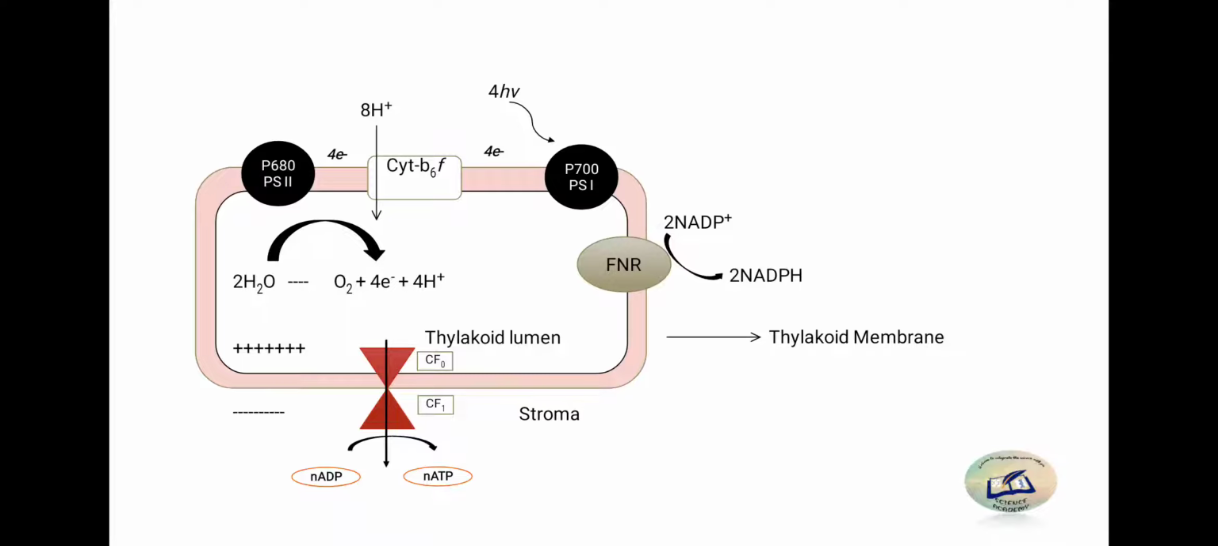Now the electron pair passes to PS1, and then from PS1 they get excited, and again the electron transport chain occurs. And then the electrons further proceed through the cycle, whatever their fate is. So what is the function of cytochrome? It accepts protons and transfers electrons.